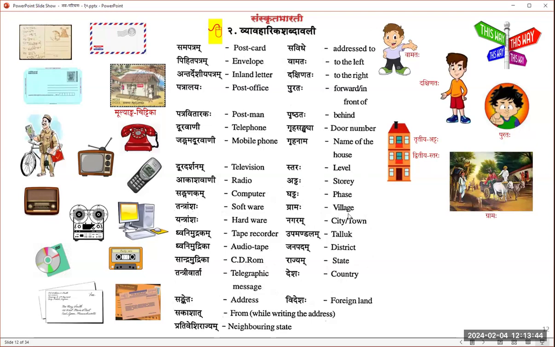Gramaha, village. Nagaram, city. Nagaram is Napumsaka form. You also get it in Strilinga form, Nagari. So you have two options of this word, Nagaram in Napumsaka, Nagari in Strilinga. But Gramaha is Pullinga only. Okay. Upamandalam, taluk. Mandalam being a circle, Upamandalam being a sub-circle.